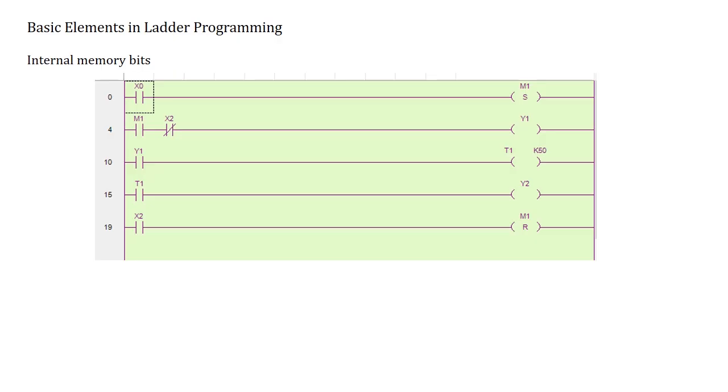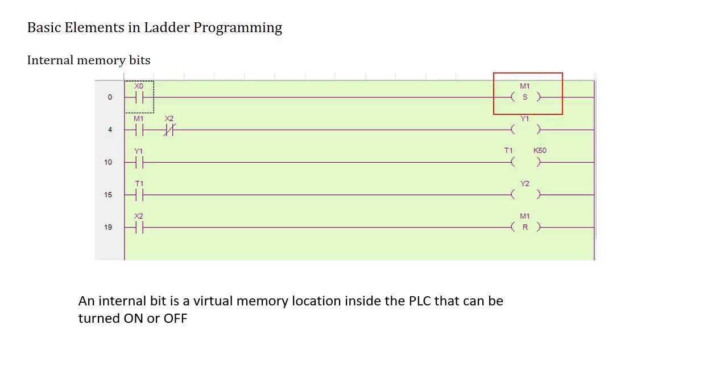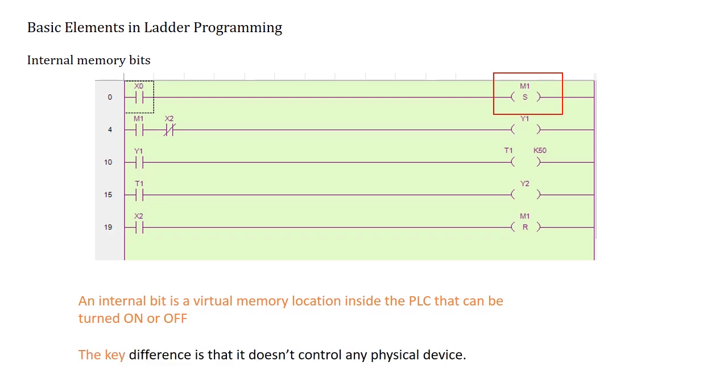Let's talk about something really useful in ladder programming, the internal bit. An internal bit is a virtual memory location inside the PLC that can be turned on or off, just like a real output. The key difference is that it doesn't control any physical device. For now, just get familiar with the term. We'll dive deeper into how internal bits work in a dedicated video later.